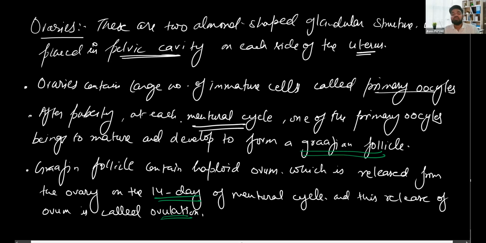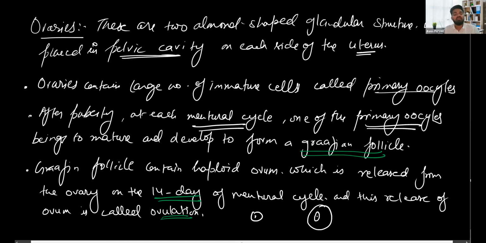On the first menstrual cycle, one of the primary oocytes starts maturating and develops to form a Graafian follicle. The Graafian follicle contains haploid ovum. So one of the primary oocytes was there, it starts maturating and forms a Graafian follicle, and inside the Graafian follicle the ovum is present. So the ovum is released from the ovary on the 14th day. Why am I saying the 14th day here, when before I said the 10th day or the 8th day? Let me explain.